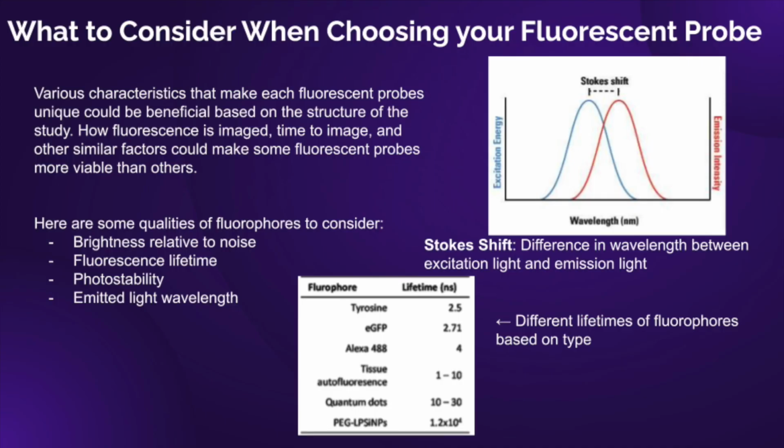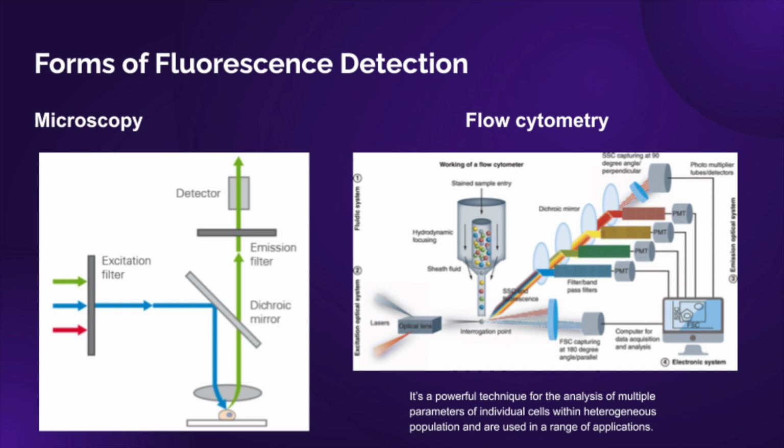Choosing the right fluorophore is dependent on the type of biological study performed. However, qualities of a fluorophore to keep in mind are the brightness, lifetime, photostability, and absorbed and emitted wavelength. There are two forms of fluorescent detection, microscopy and flow cytometry.